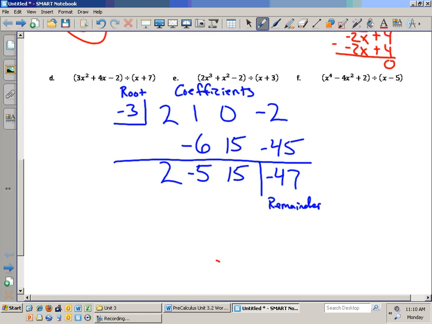That last one represents my remainder. You don't have to put that box there. You could just remember. I do it because I think it's helpful. The one next to the remainder is my constant. The one next to that is my linear term. The one next to that is my quadratic term. What do these numbers represent? The coefficients, very good. So 2x squared minus 5x plus 15 minus 47 over x plus 3.